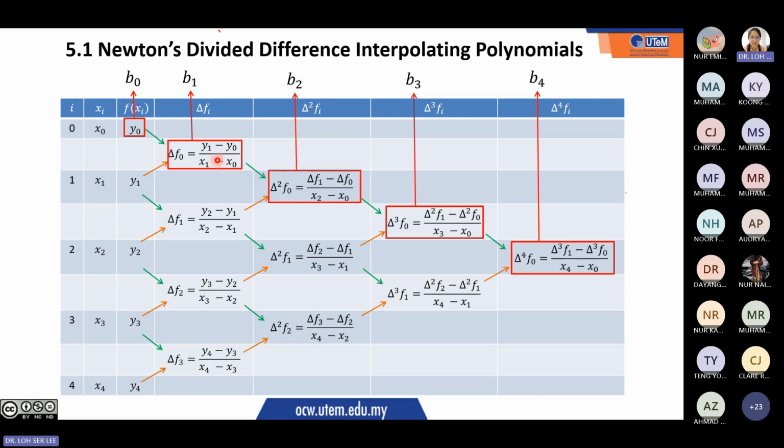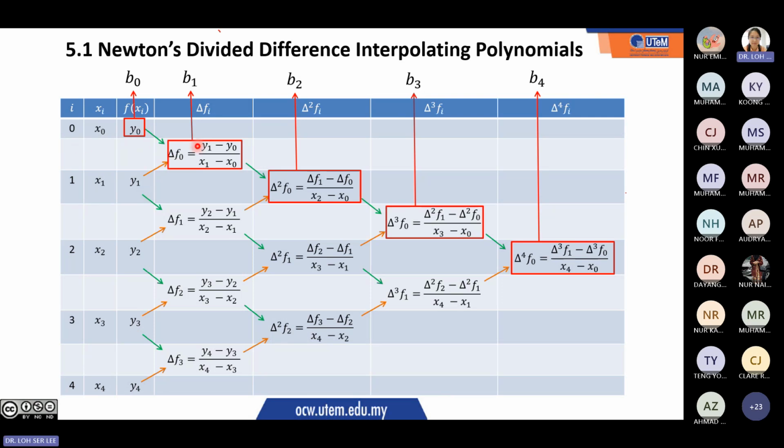Then to get the next, this is the delta f, this is your f, that means x and y. This column is the changes of f. Next will be delta square of f, this is delta cube of f, delta to the power of 4 of f. It will form a triangle like this.